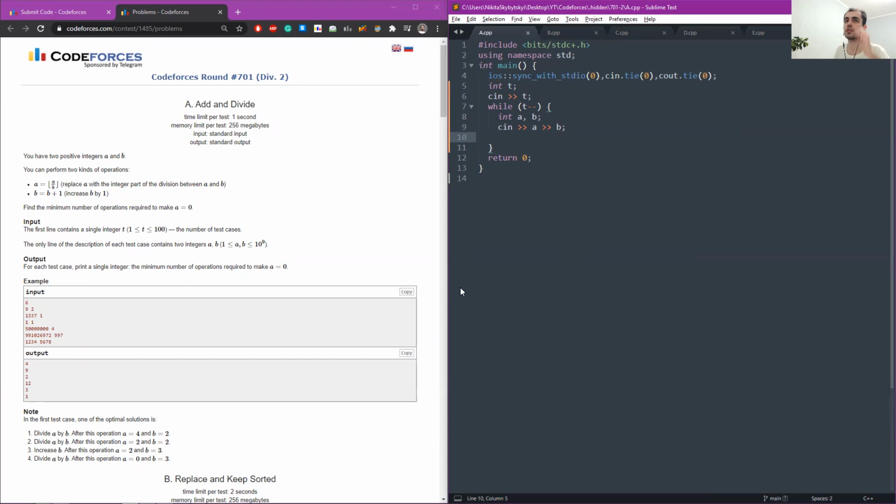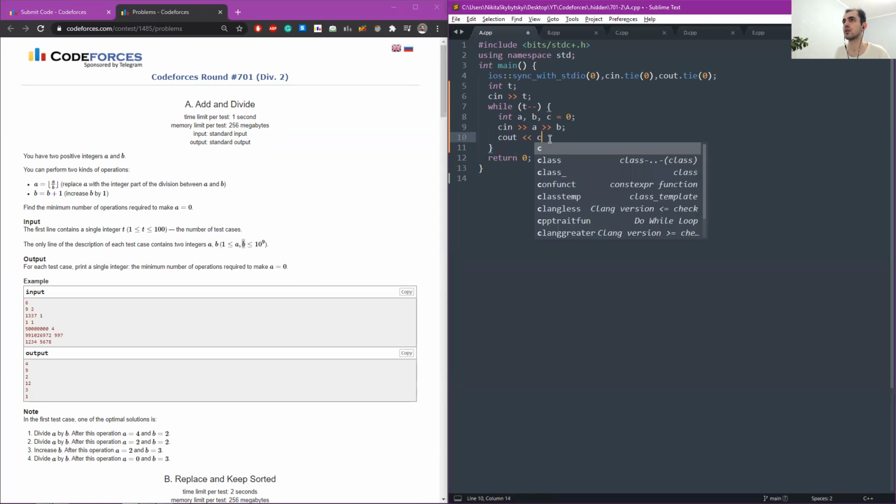To be honest with you, I don't know what the idea is straight away. Clearly, if B equals 1, then we want to add 1. Otherwise, I guess we can just divide by 2, and that's going to be the fastest way. Because what is the point of anything else? Okay, so let's actually have our counter.